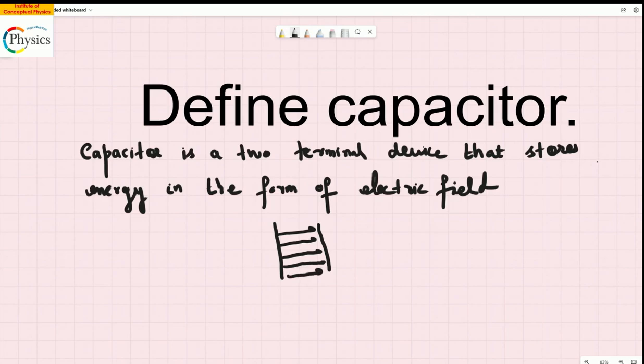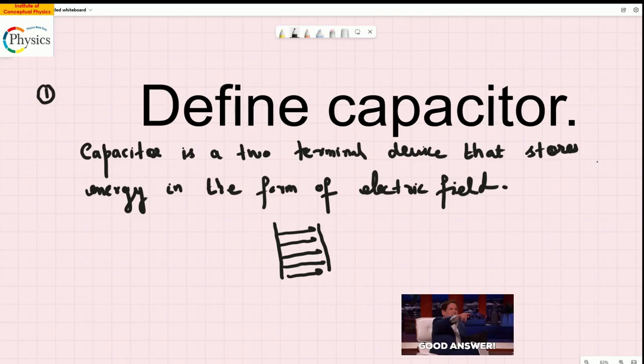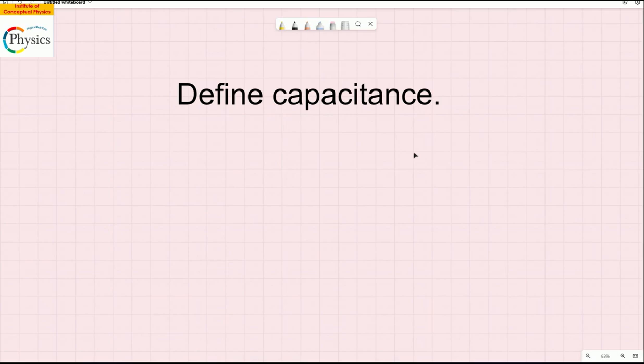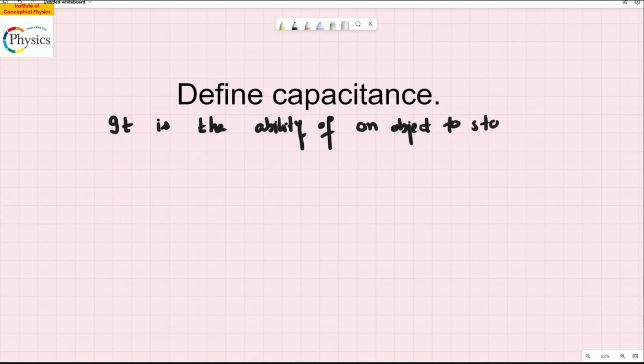Okay. This is a one marker. If you just write that it's a two-terminal device that stores energy in the form of electric field, this should be sufficient. Let's move on to the question number 2. All right. So the definition of capacitance, it is the ability of an object to store charge.